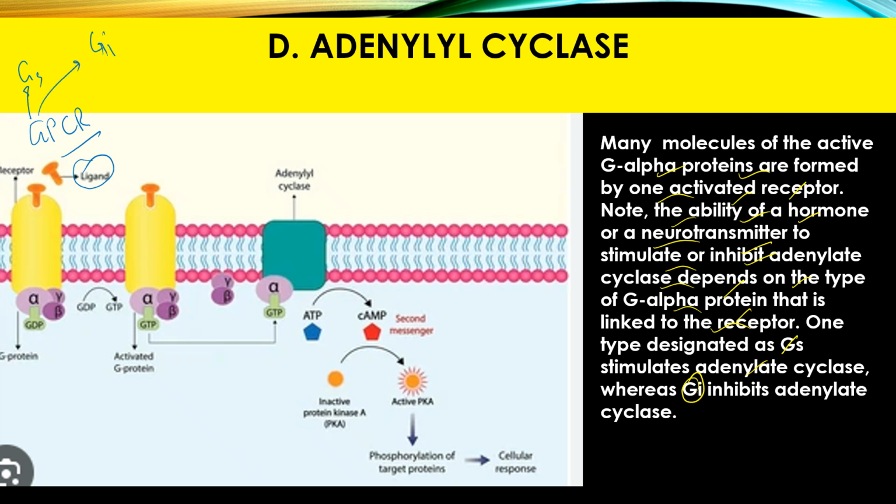If the receptor is the Gs type, it has a stimulatory effect on adenylate cyclase and it results in the activation of cAMP. But if the GPCR is the Gi type, it will inhibit the reaction and it will reduce the production of cAMP. So it depends on which type of receptor that chemical messenger is attaching to. If the GPCR is of Gs type, it will stimulate adenylate cyclase, whereas the Gi receptor type inhibits adenylate cyclase.